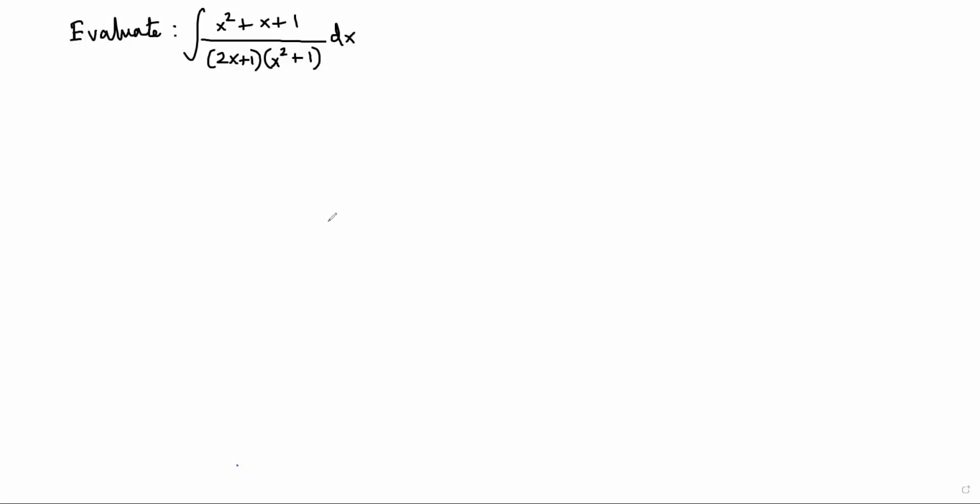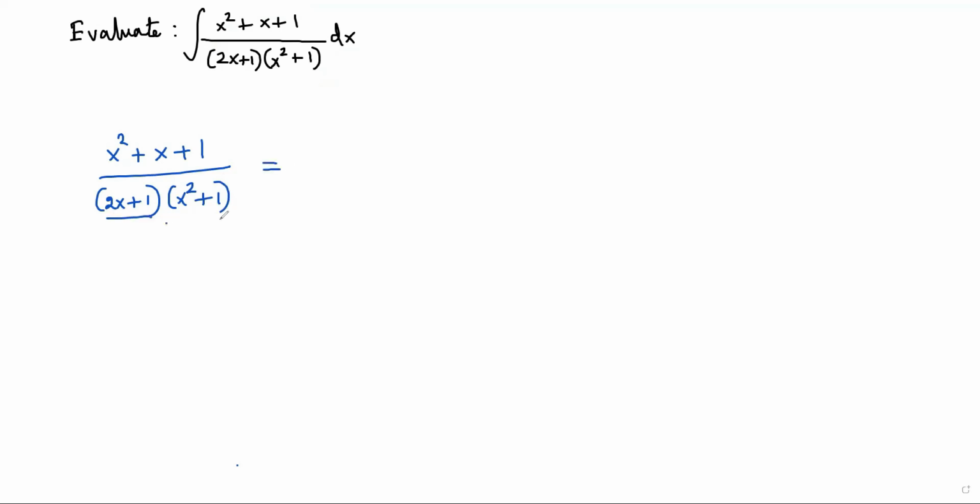Evaluate the integral of (x² + x + 1) over (2x + 1)(x² + 1) dx. So we have to integrate this rational function. To integrate the rational function, I'm going to write it into partial fractions. To do that, first I have to look at the denominator.